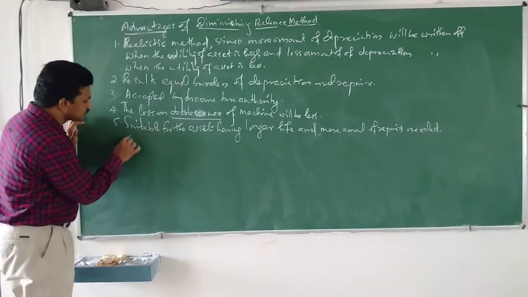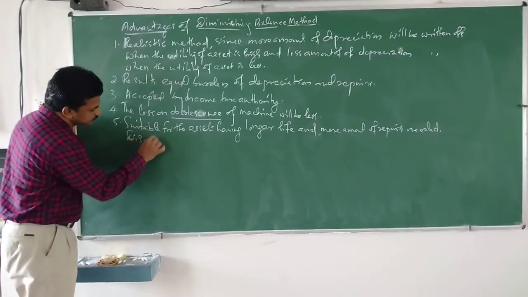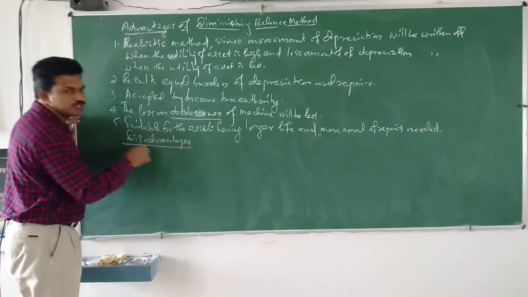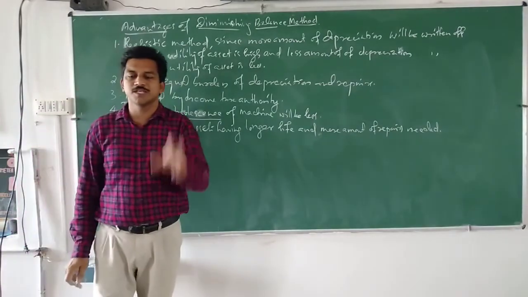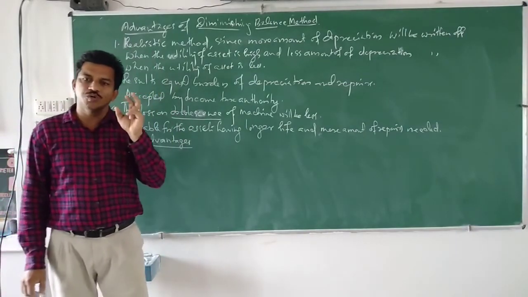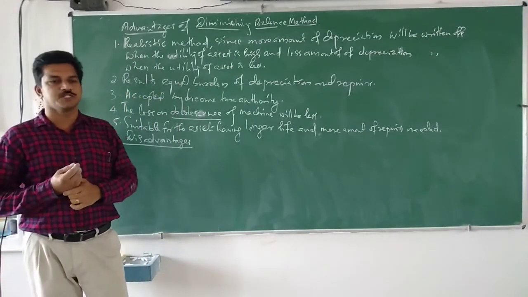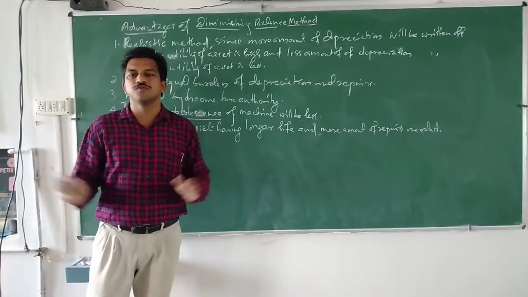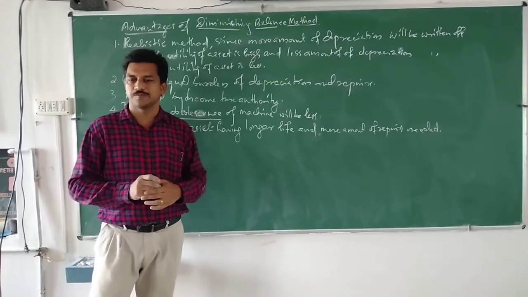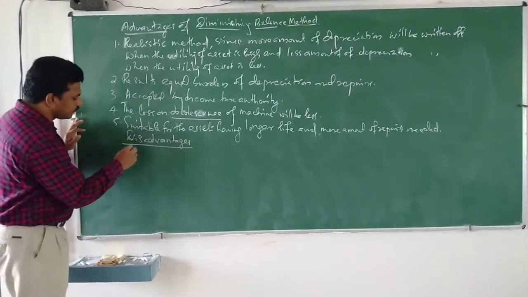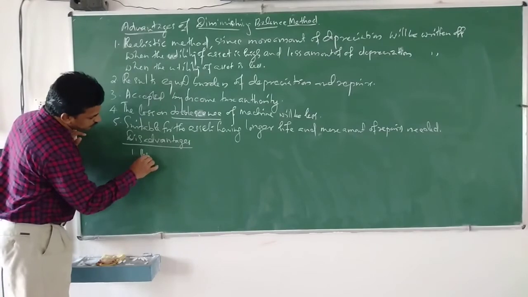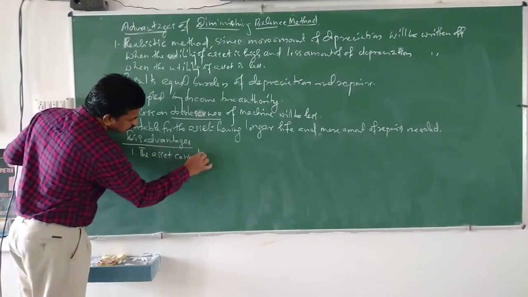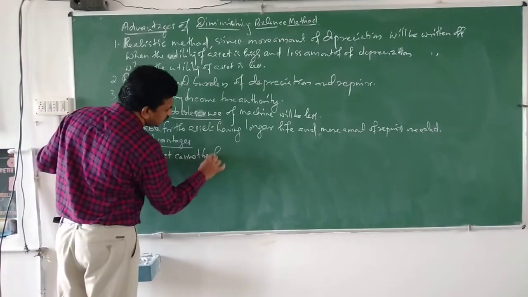Now let us discuss disadvantages. Disadvantages of the diminishing balance method. We can mention two important limitations. First one is the assets cannot be written off completely. Okay, that is one of the disadvantages. The assets cannot be fully written off.